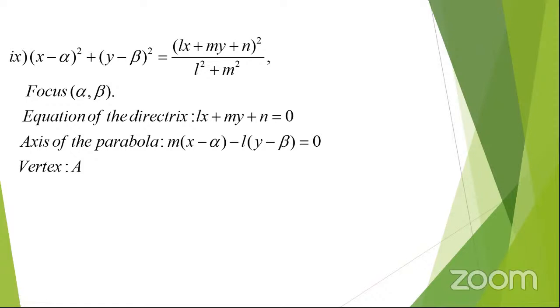It is a second degree equation in x and y. And the equation of the axis will be M(x minus alpha) minus L(y minus beta) equals 0.